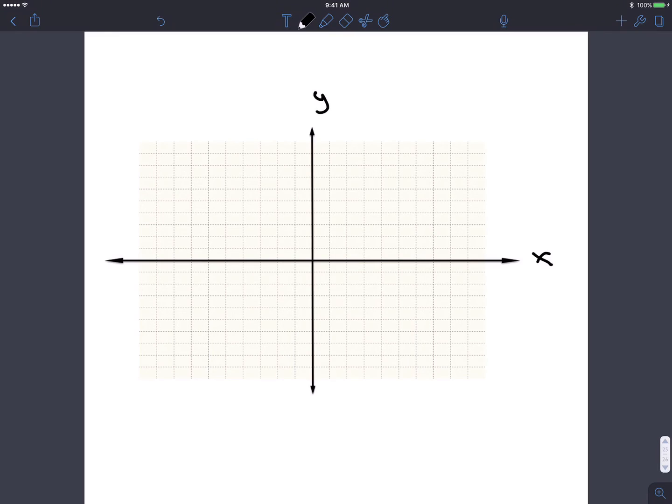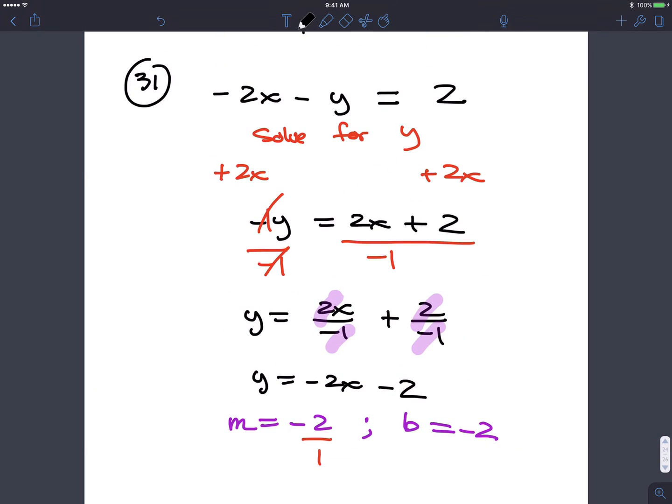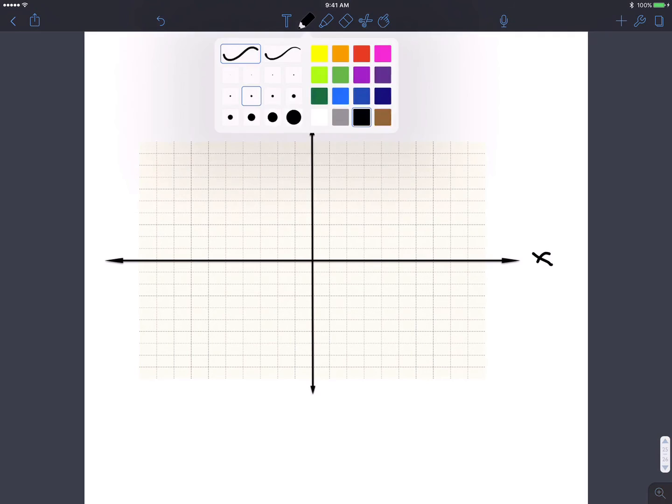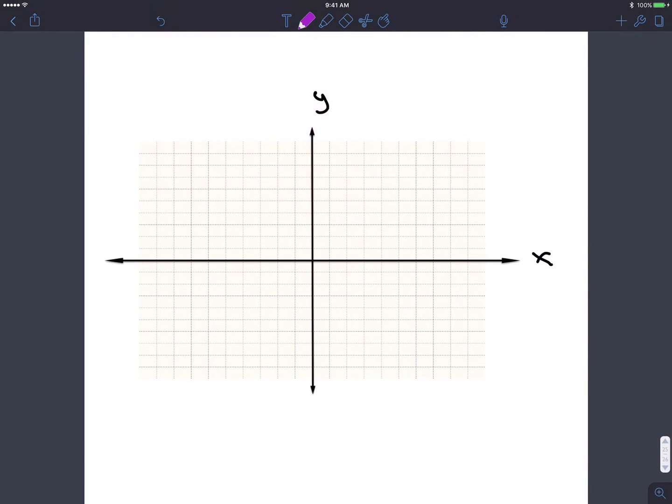x-axis, y-axis. I'm going to start with the y-intercept at -2. That's down 2 units on the y-axis. This is my location. If you like, label this at -2.